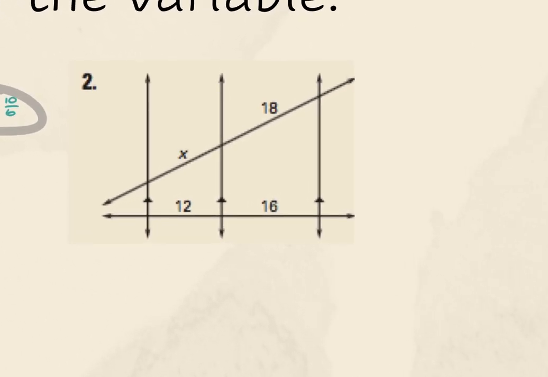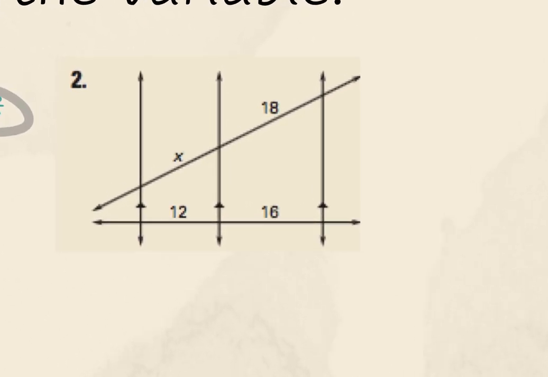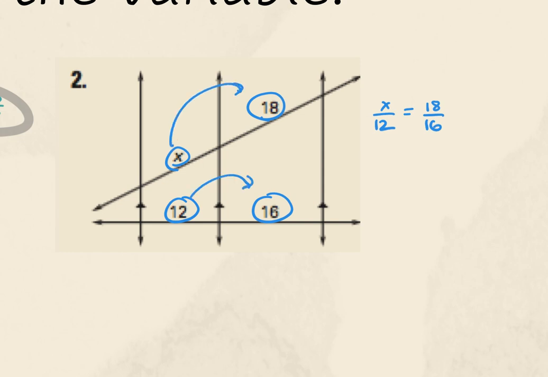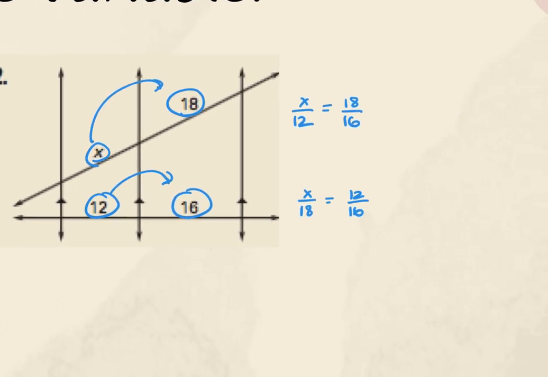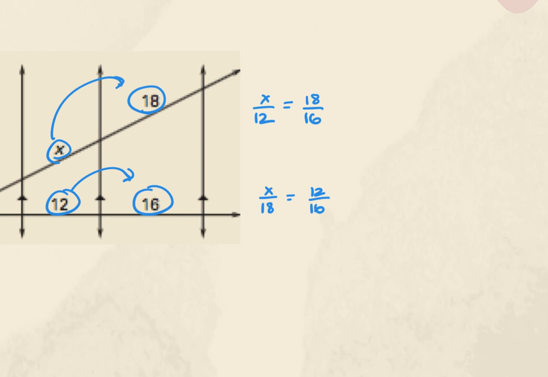Number 2 is your proportional segments cut off by 3 parallel lines. So I can say x over 12, so I went top to bottom, would equal top to bottom here, 18 over 16. Or I could go left to right and left to right. I could say x over 18 equals 12 over 16, or reverse either of those, bottom to top or right to left. So these two are both pretty easy just because you can reduce both of them. Let's say I start with the one on the top. This 2 goes into both of these, so it would be 9 and 8. And I'd get x over 12 equals 9 over 8.